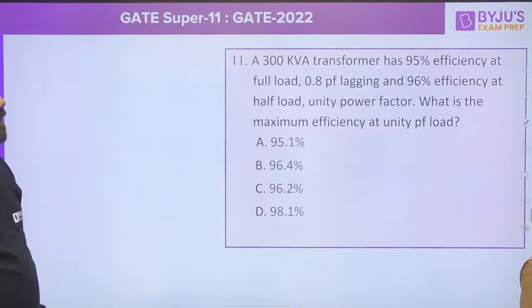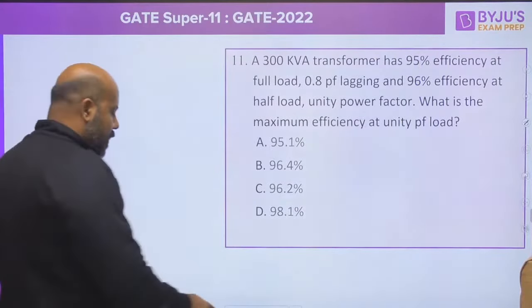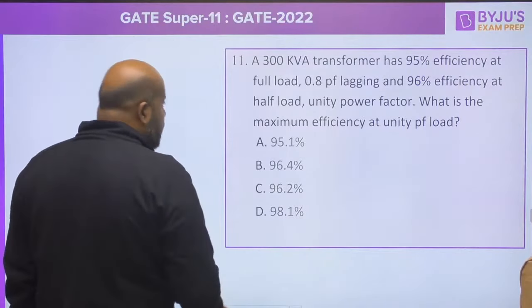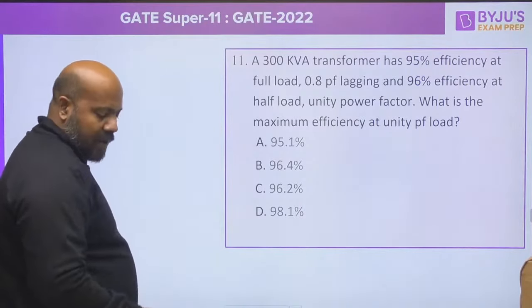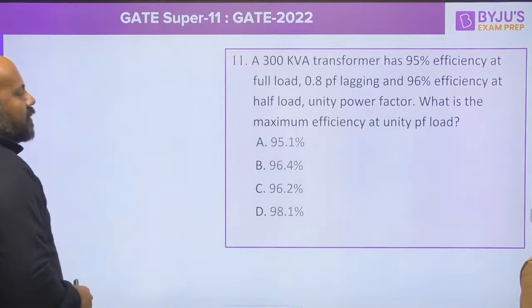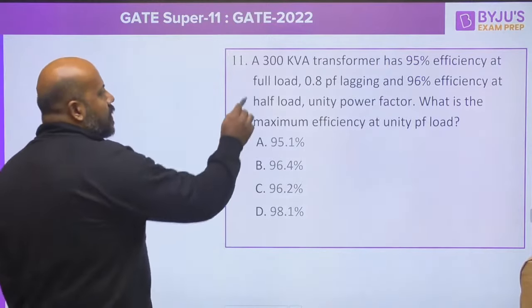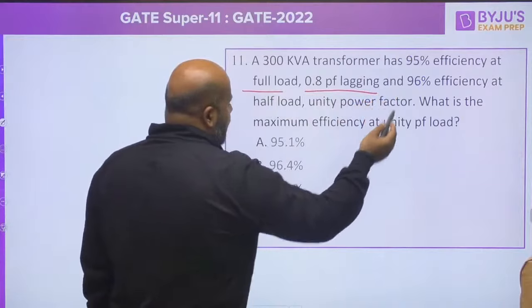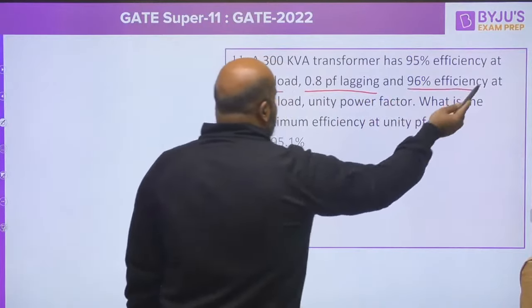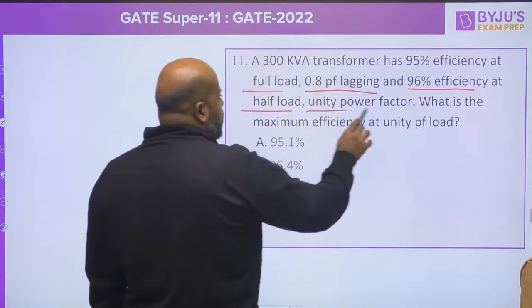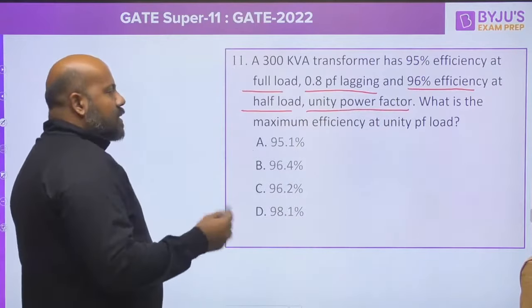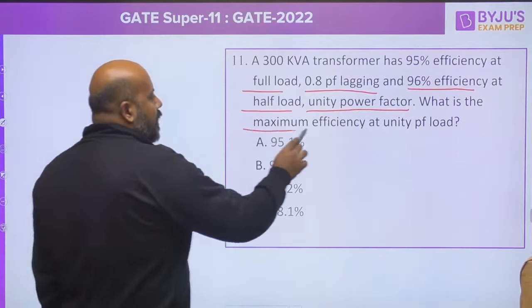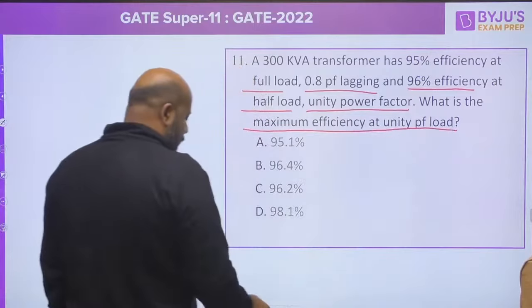Yes everybody, let us see the last question for today. It says there is a 300 kVA transformer having a 95% efficiency at full load and 0.8 power factor lagging, and 96% efficiency at half of the load and unity power factor. What is the maximum efficiency at unity power factor load?